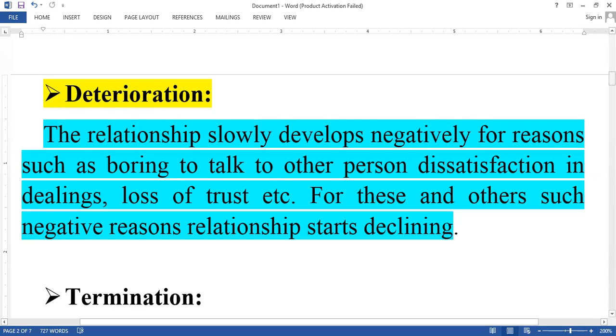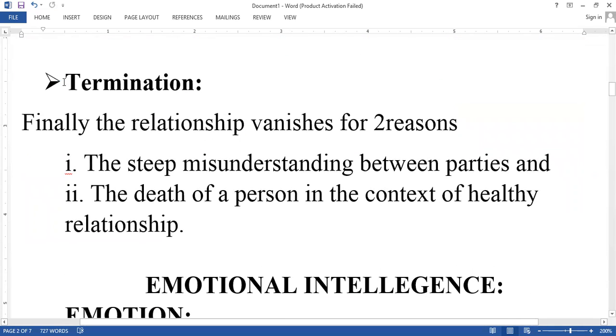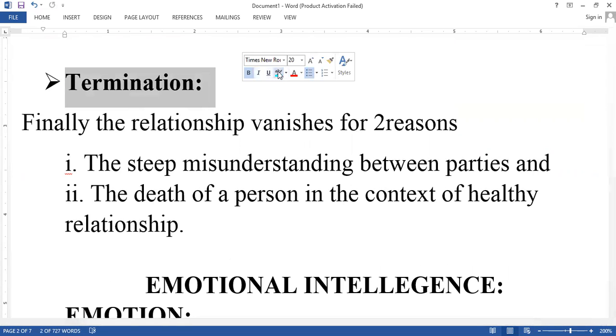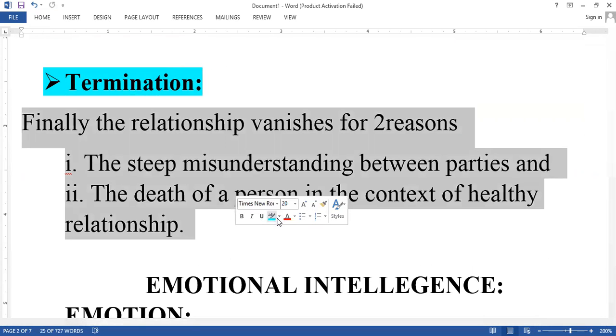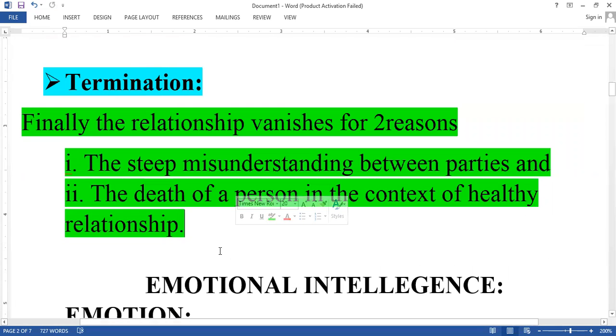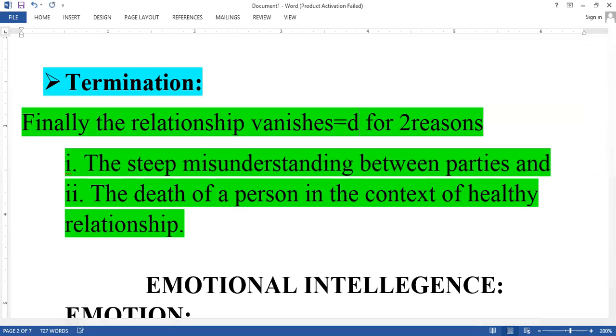After that, the next stage here is termination. Termination is nothing but dissolution, closing. What are we closing here? We are closing the interpersonal relationship. Finally, the relationship vanishes. Vanishes is nothing but completely destroyed. The interpersonal relationship is completely destroyed because of two reasons.